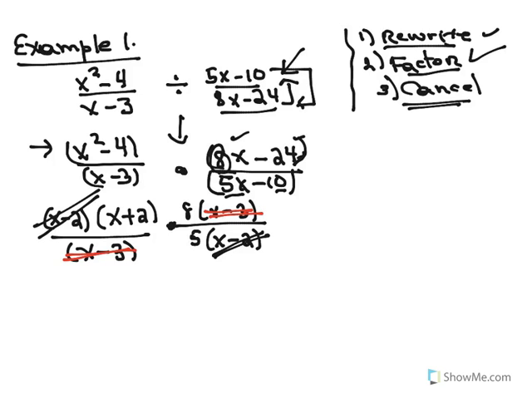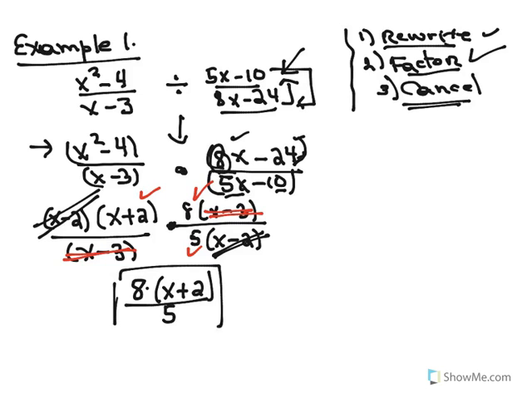Yes, so now what I have here is x plus 2. I don't see any other x plus 2, 8, and a 5. And that is in fact the answer. So the answer is going to be 8 times x plus 2. We like to place the 8 in front of the x plus 2 divided by 5.